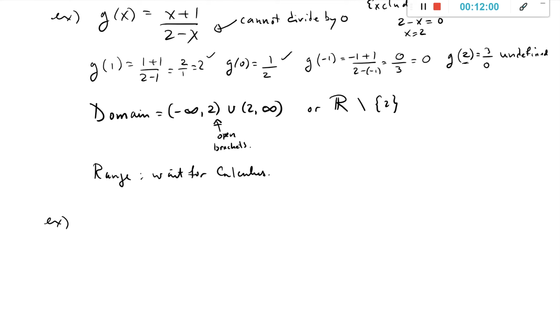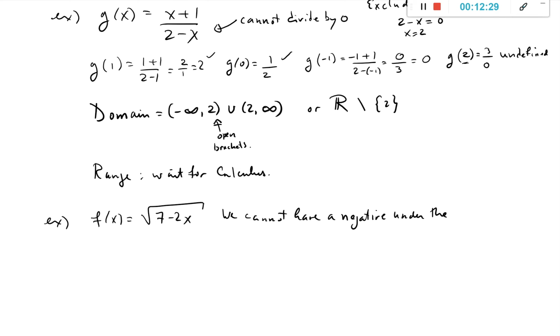Let's do another one. f of x is the square root of 7 minus 2x. So now we have a square root. As I told you, the other thing with finding domains is that we cannot have a negative under the square root. You can actually have 0 under the square root. The square root of 0 is 0 because 0 squared is 0. So it's really negatives that you don't want.